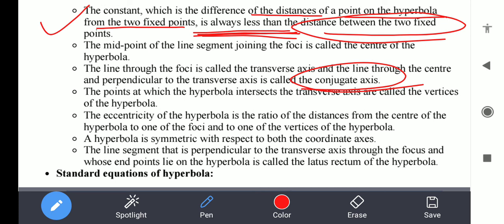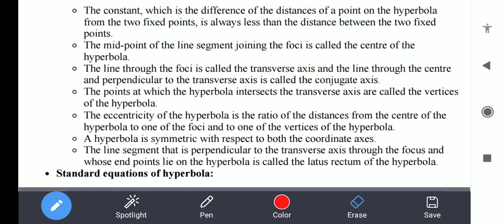A hyperbola is symmetric with respect to both coordinate axes, same as an ellipse. The line segment that is perpendicular to the transverse axis and passes through a focus, with its end points on the hyperbola, is called the latus rectum of the hyperbola. Now two cases arise in the case of a hyperbola.